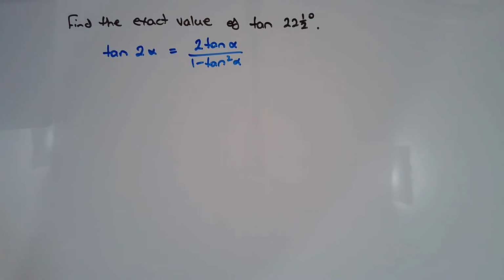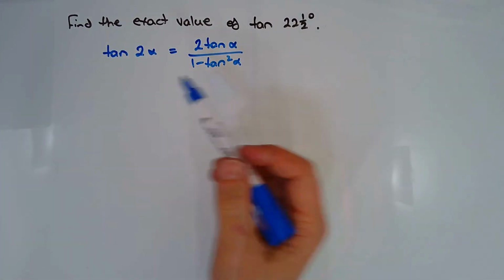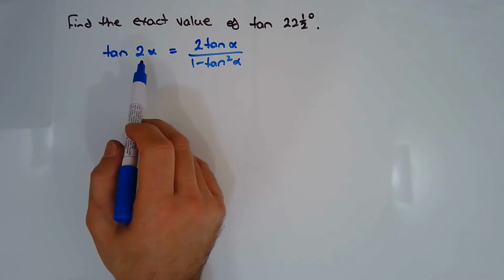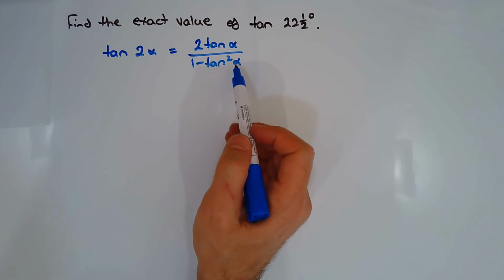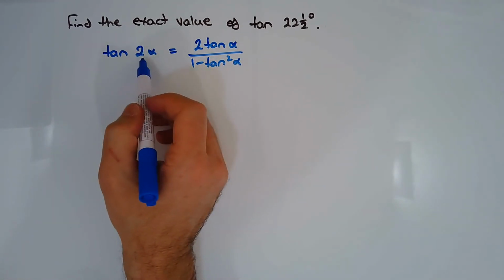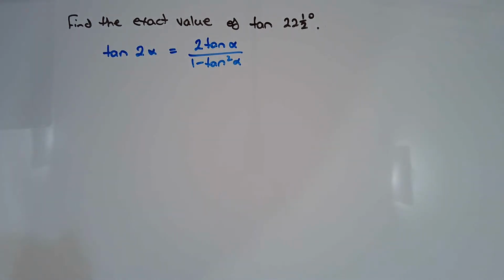In this video, we're going to apply the double angle formula to find the exact value of tan 22.5 degrees. So if you recall, tan of 2 alpha is equal to 2 tan alpha over 1 minus tan squared alpha. So the angle on the left-hand side is of course twice the angle on the right-hand side.